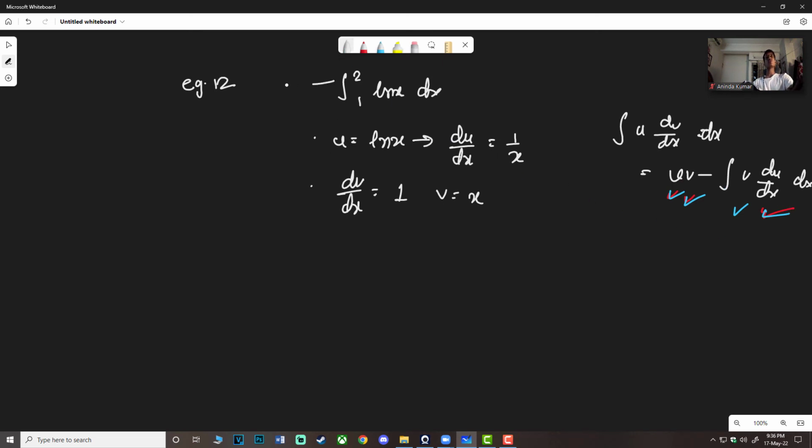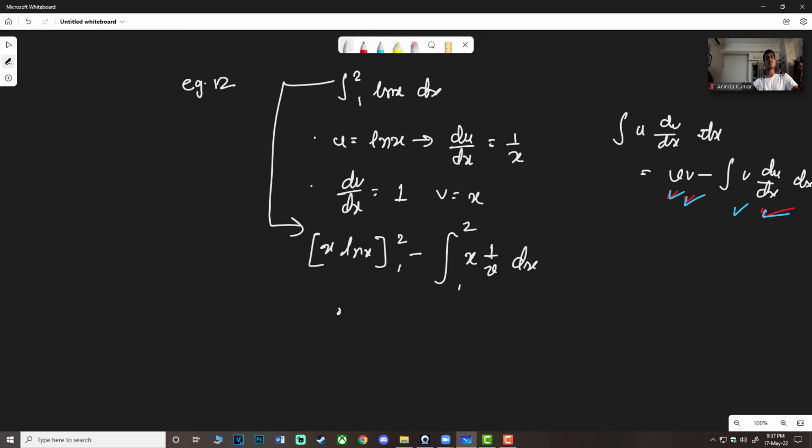Putting this into the formula, we have uv. What is u? u is ln x. What is v? v is x. So uv, that is x ln x, and we put the limits 1 to 2, minus integration of v du by dx. What is v? v is x, and du by dx is 1 by x. So here we have 2 ln 2, because ln 1 equals 0, and here we have the integration of 1 which gives us x from 1 to 2. Finally, our answer turns out to be 2 ln 2 minus 1.